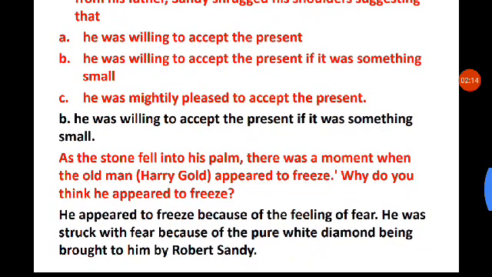Now, next question. As the stone fell into his palm, there was a moment when the old man, Harry, appeared to freeze. Why do you think he appeared to freeze? He appeared to freeze because of a feeling of fear. He was struck with fear because of the pure white diamond being brought to him by Robert Sandy.